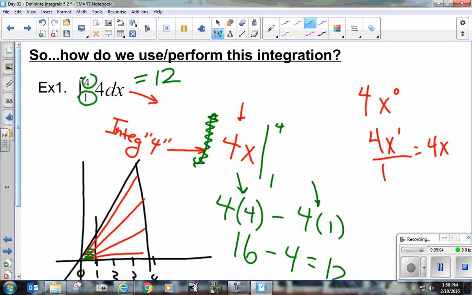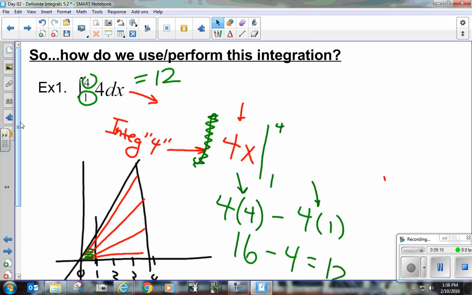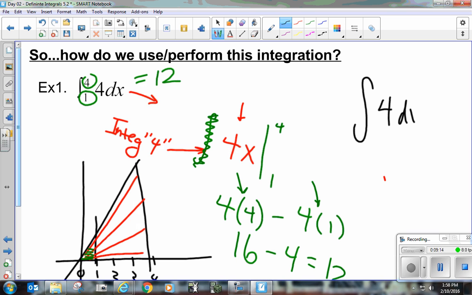Sometimes there aren't any numbers. I'm not sure if I'm getting ahead of myself here, but let's say this was the integration of 4 dx. If I integrate that, I know it's 4x, but what about the numbers? If there are no numbers there, then you don't have to put anything in. There are no numbers to put in or subtract. Okay?